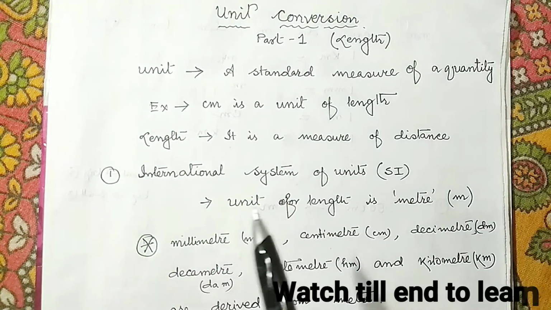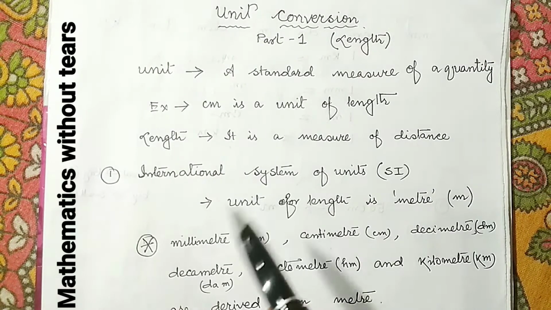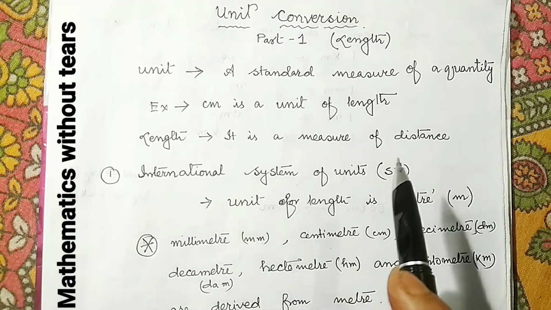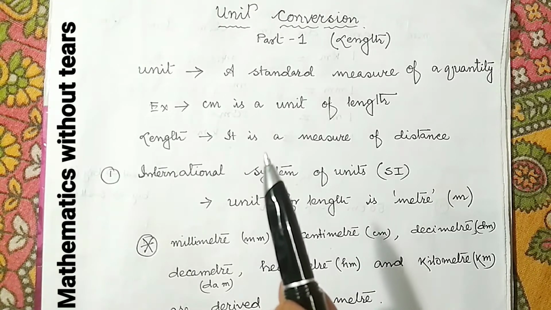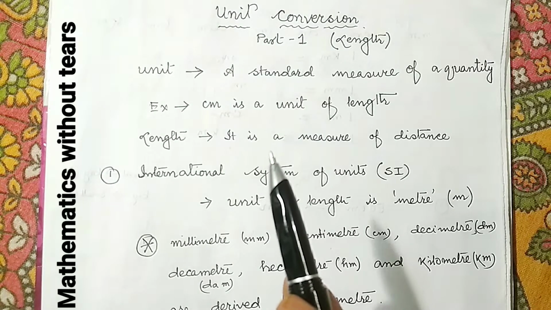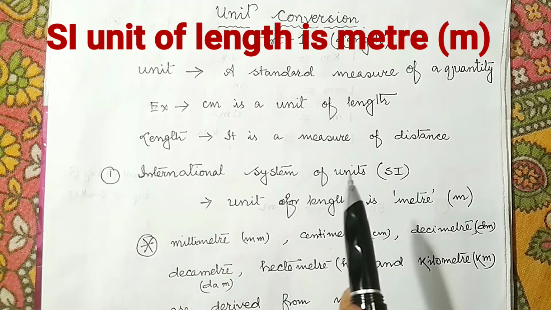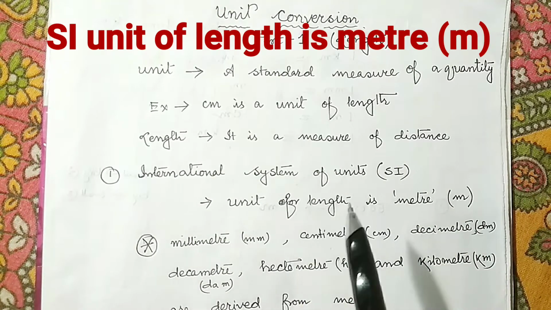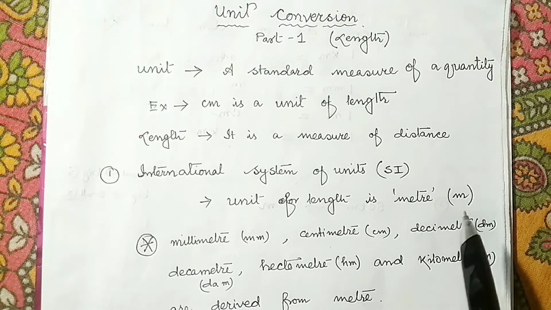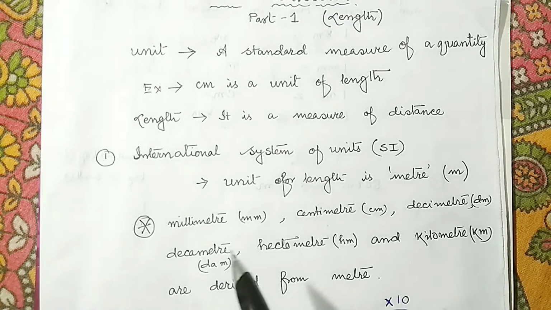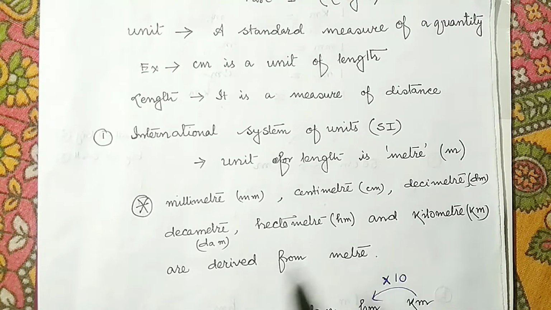As unit conversion is quite a big chapter, today I am going to discuss only length. Now, what is length? It is a measure of distance. In different countries, different units are used, but there must be a unit acceptable in all nations. For this, we have something called the SI unit. What is SI? International System of Units. According to SI, the unit for length is meter, generally expressed as small letter m. There are many derived units of meter like millimeter, centimeter, decimeter, decameter, hectometer, kilometer. All these are derived from meter.